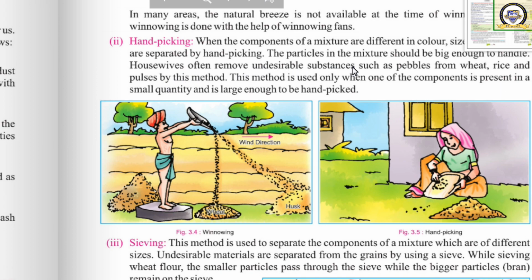Housewives often remove undesirable substances such as pebbles from wheat, rice and pulses by this method. This method is used only when one of the components is present in a small quantity and is large enough to be hand picked. Hand picking is successful only when the components of the mixture are different in color and size, and one of the components present in that mixture should be in small quantity and large in size.